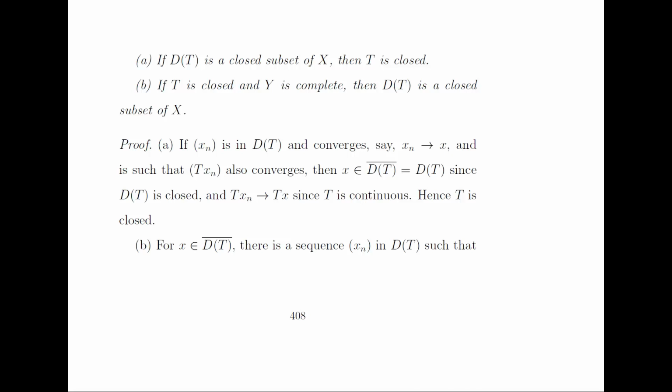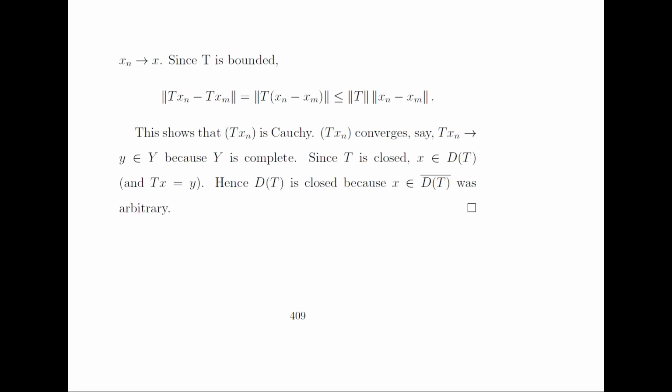For the second part, if T is closed and Y is complete, then the domain of T is a closed subset of X. So for x belonging to the closure of the domain of T, there is a sequence x_n in the domain of T such that x_n converges to x. And since T is bounded, the norm of Tx_n minus Tx_m is equal to the norm of T(x_n minus x_m), which is less than or equal to the norm of T times the norm of x_n minus x_m. And this shows that Tx_n is Cauchy.